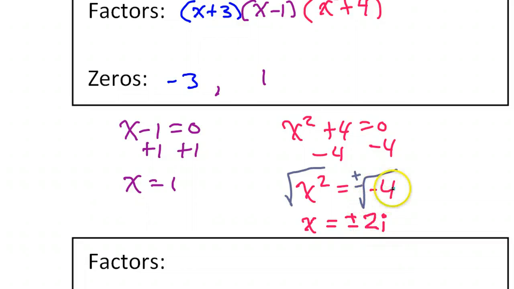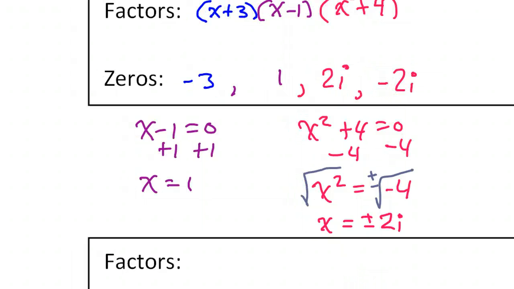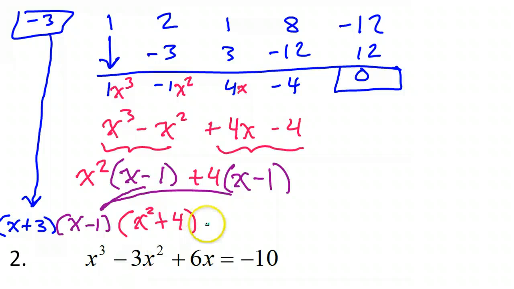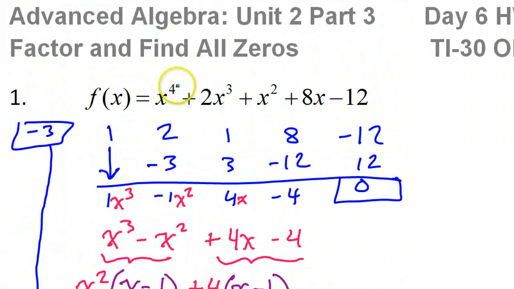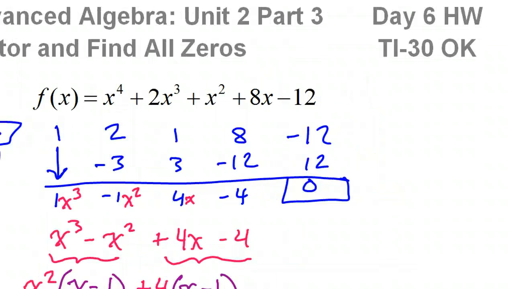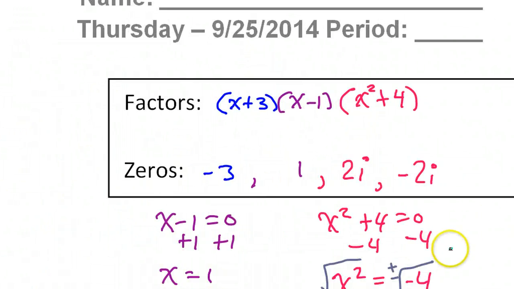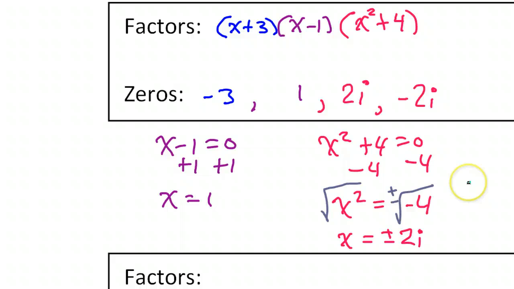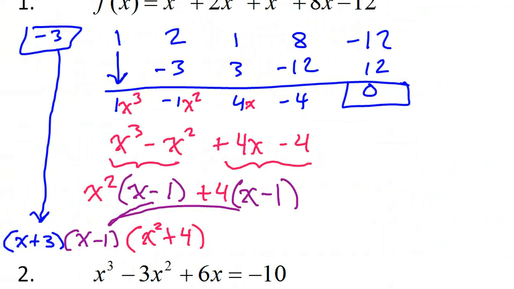Square root of 4 is 2. If I have a negative under the radical, that's going to be i. So plus or minus 2i. And I like to split it up as 2i and negative 2i. Remember the fundamental theorem of algebra: if the degree is 4, then we should have 4 zeros if you count repeated zeros. And there we have our 4 zeros. Okay, so that is it for problem number 1.